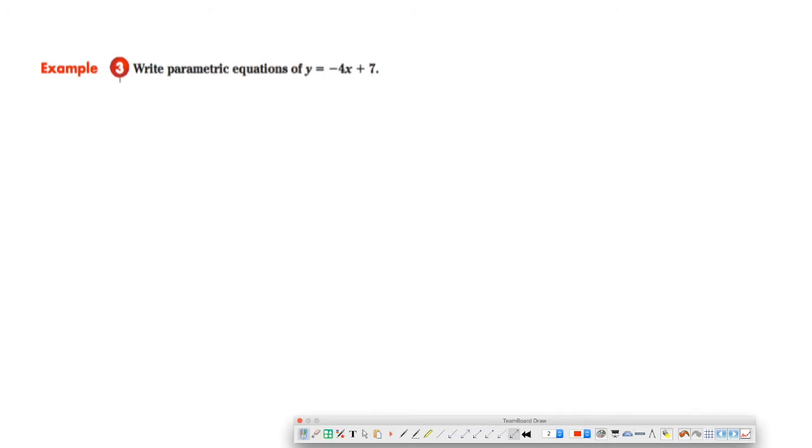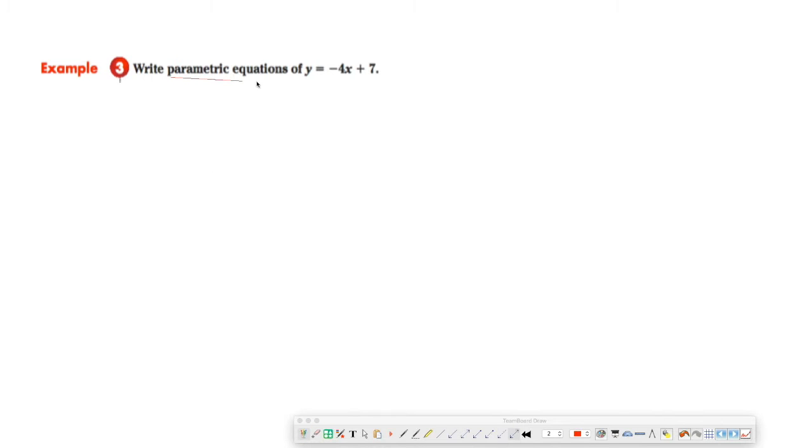Okay. Cheap trick here. Very cheap trick. Write parametric equations of y equals -4x plus 7. They didn't give us a vector. They didn't give us a point. Okay? This is ridiculous. Are you guys ready for this? This is the easiest way to do this.